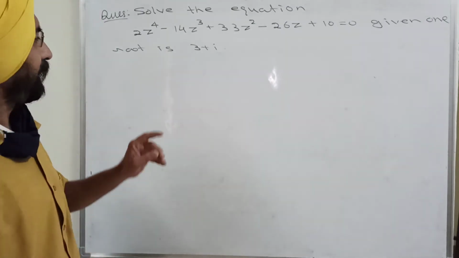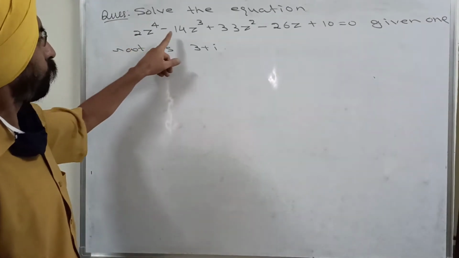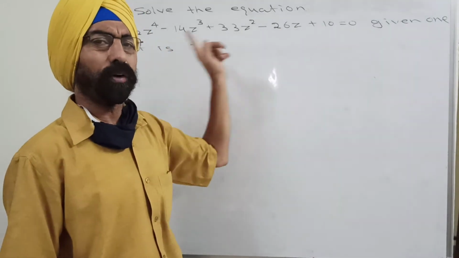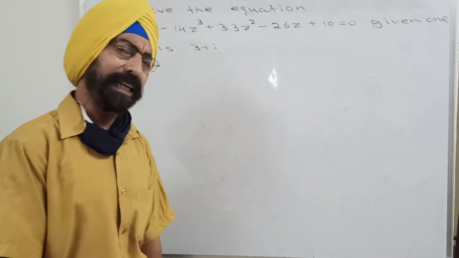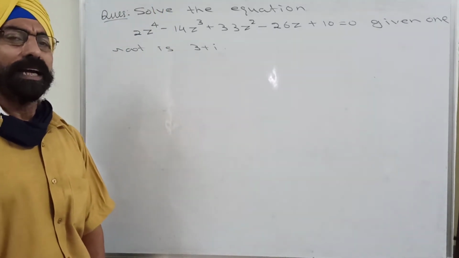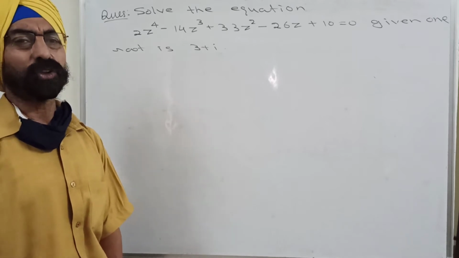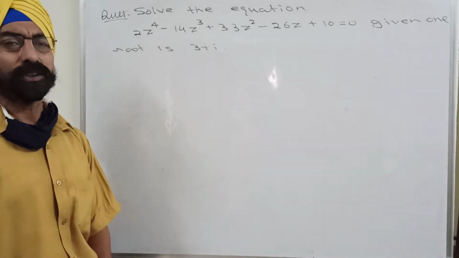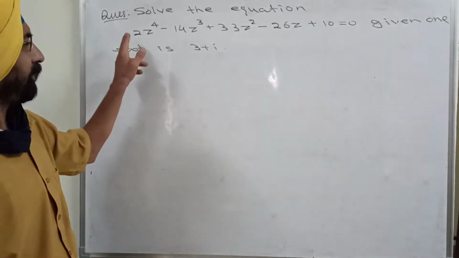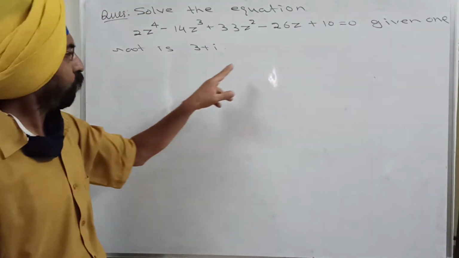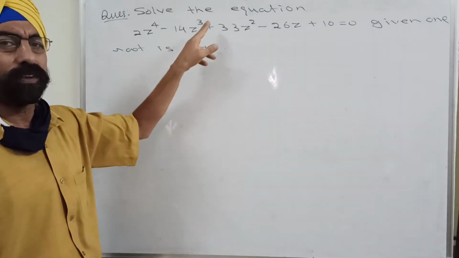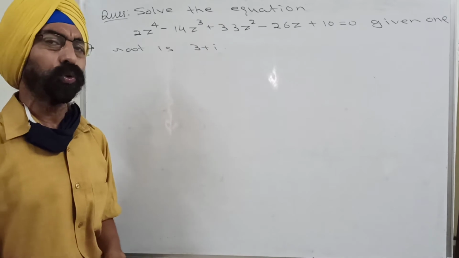One thing to be noted is that all the coefficients, that is 2, minus 14, 33, minus 26 and 10, are real. And if the coefficients are real, then for every polynomial, if it has complex roots, these complex roots must occur in conjugate pairs. So here the coefficients are real. So if one root is 3 plus iota, 3 minus iota must also be a root of this equation. So that means we know 2 roots now.